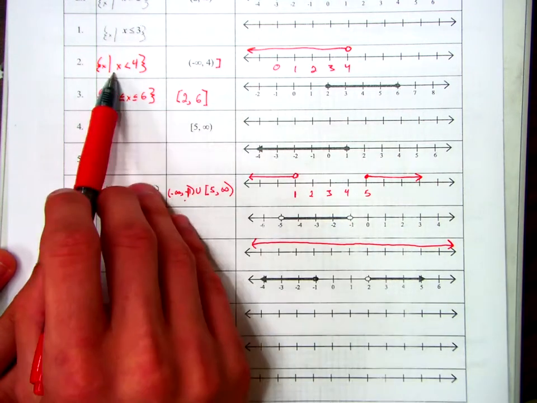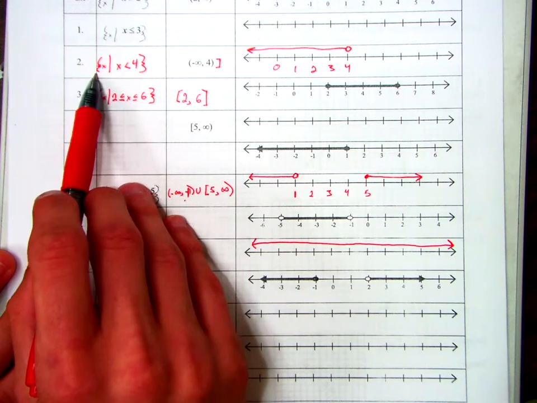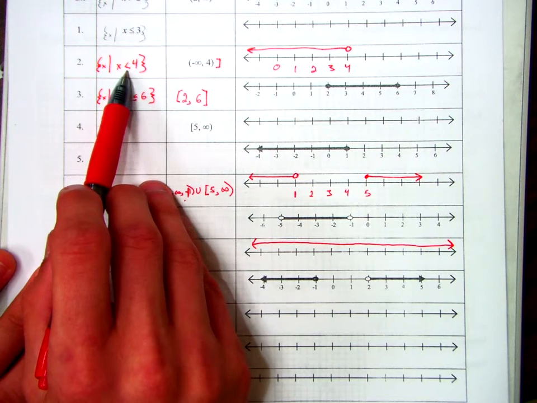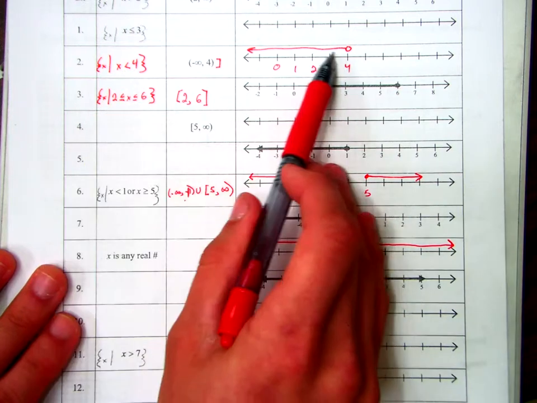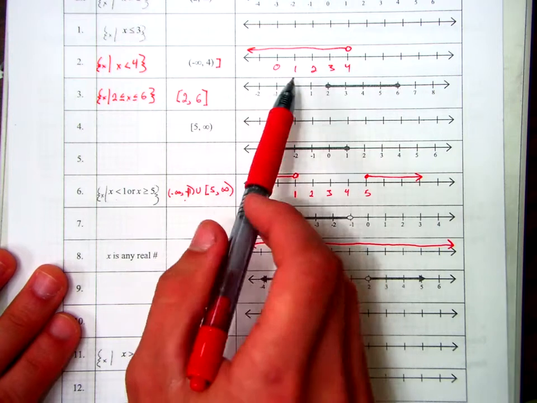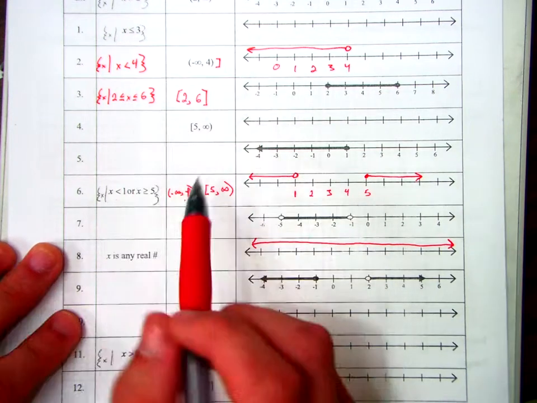And I write it in set builder notation. The way you read this is the set of all x such that x is less than 4. So here's where all my x's are less than 4. Strictly less than because it's an open dot, so there's no equal to on there.